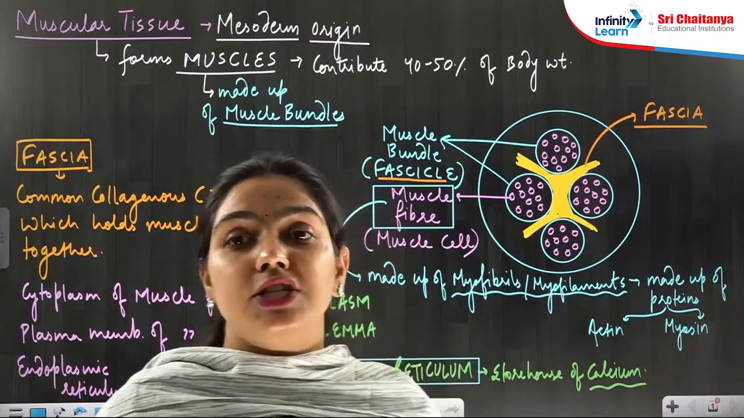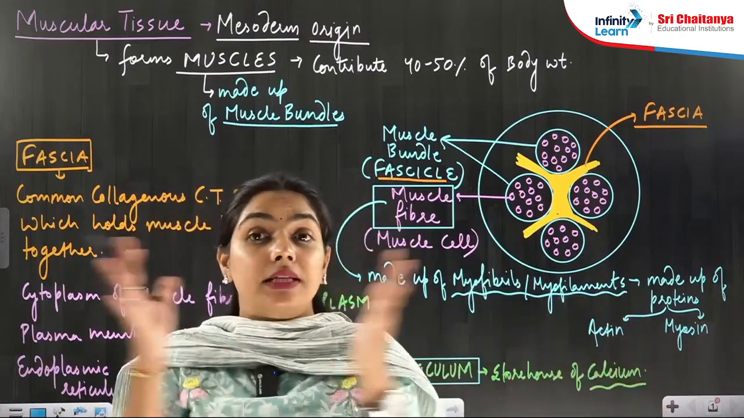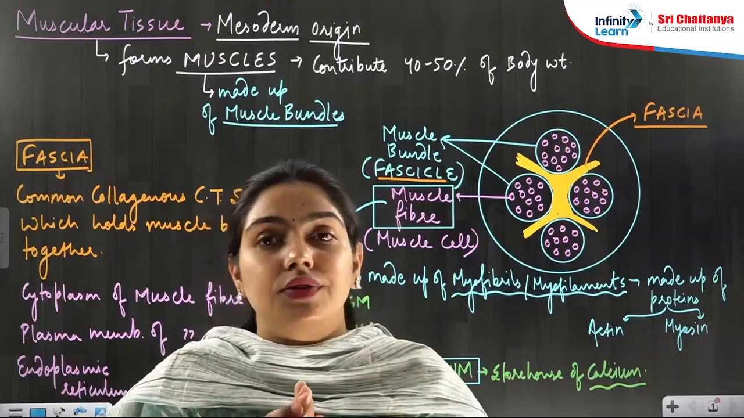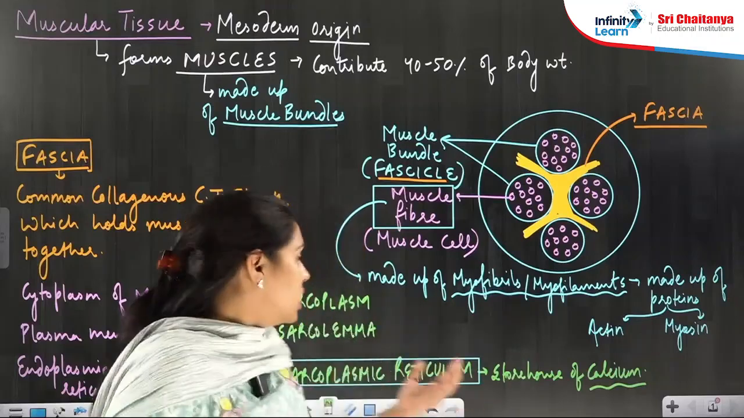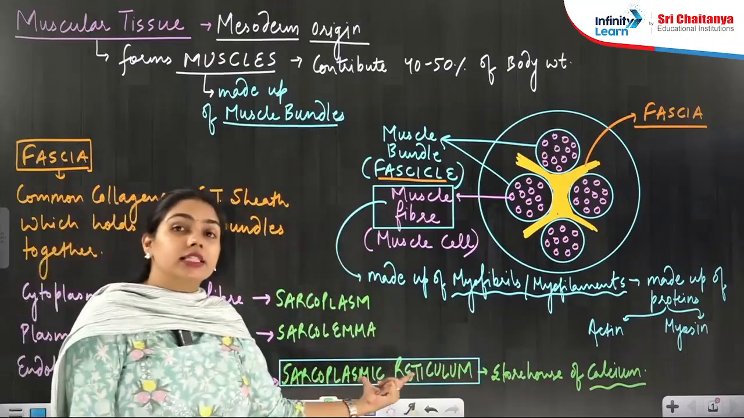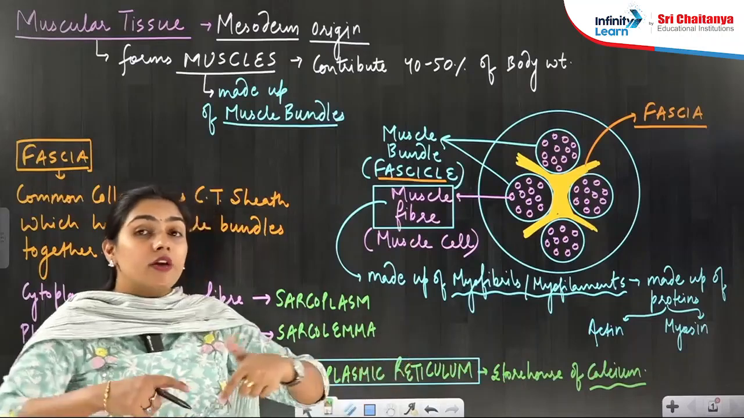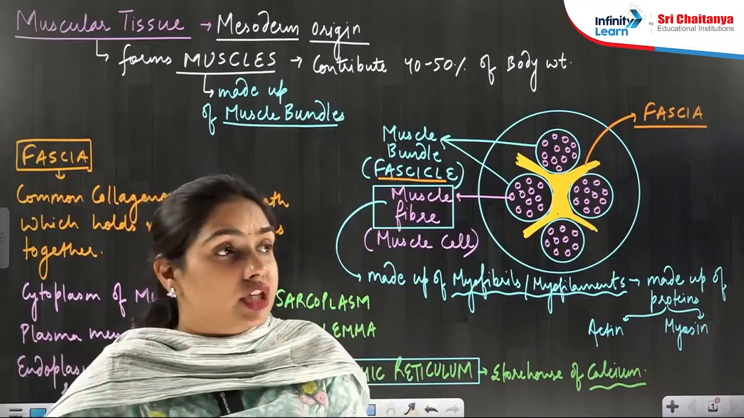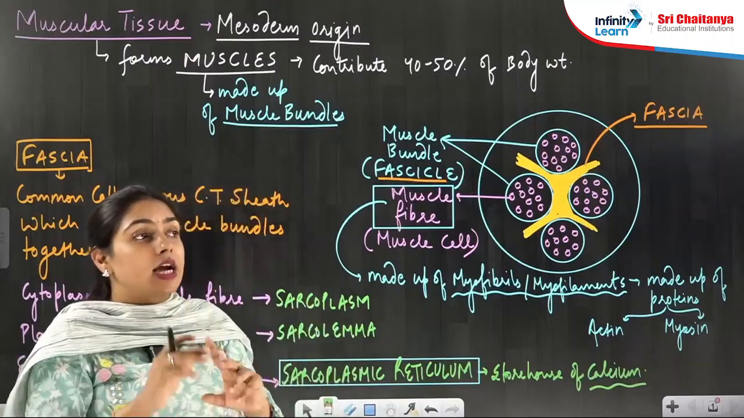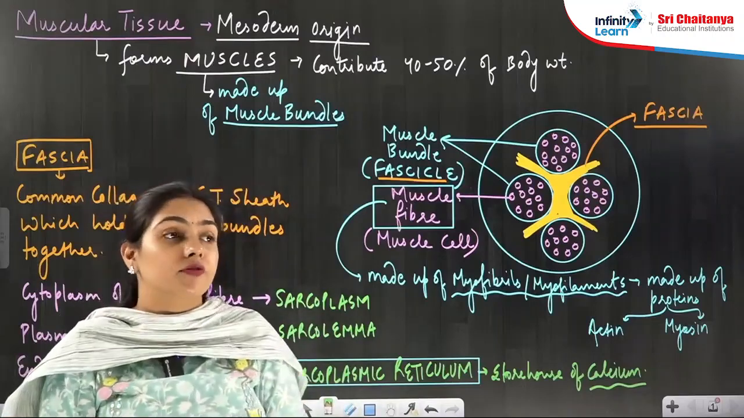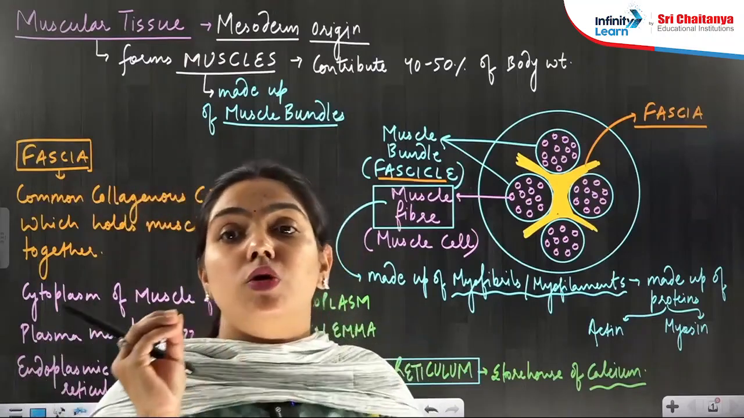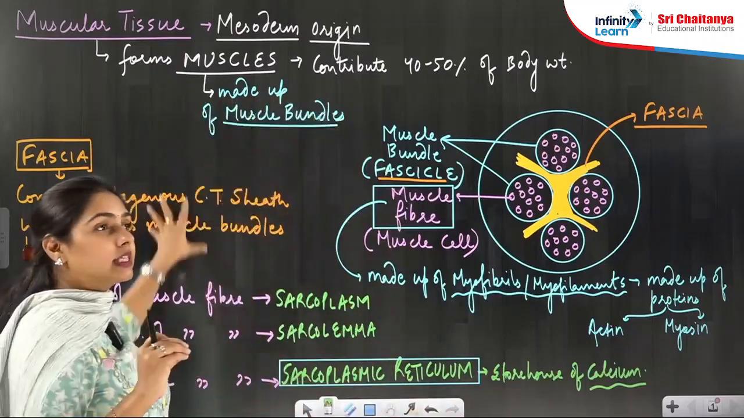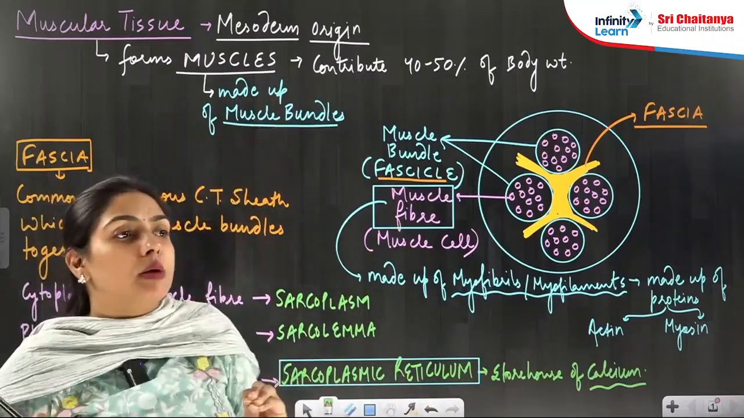Do you know calcium is required for muscle contraction? That is why so much calcium is there in the sarcoplasmic reticulum. When calcium comes out, it will initiate the muscle contraction, and we will understand that in another chapter of human physiology, that is locomotion and movement. We talk about the details of muscle in the locomotion and movement chapter.